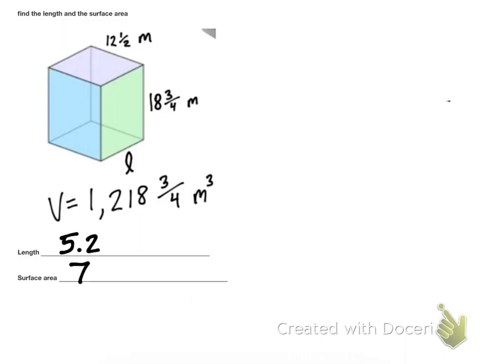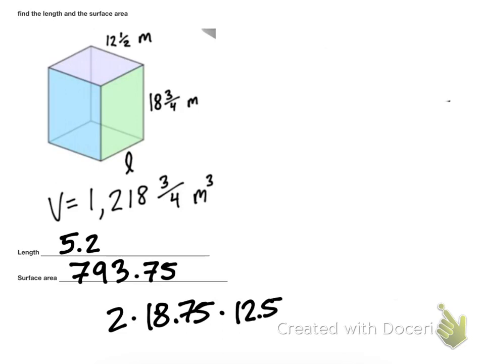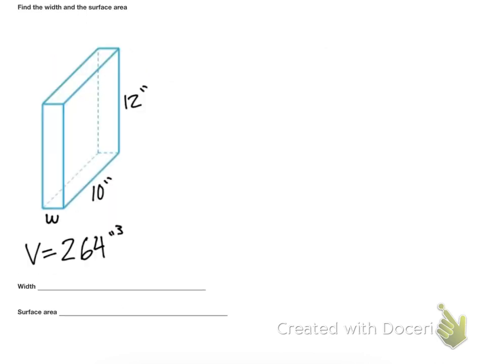Yes, Melanie, she got 793 and 75 hundredths. Exactly. If you use your calculator, I included a calculator on the test. Honestly, it's more important for me that you know the steps. Remember, she did the exact same thing. 2 times 18.75 times 12.5, and she did it for all of those other ones. We know our formula. So, I want you guys to work on this one. You're going to find the width and the surface area, and I'm going to check back with you guys.